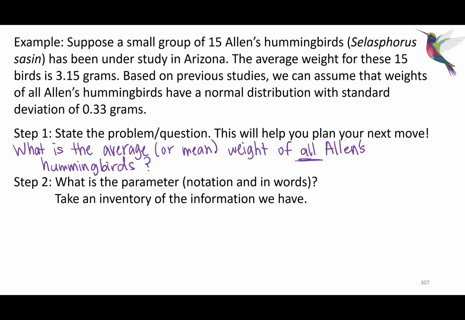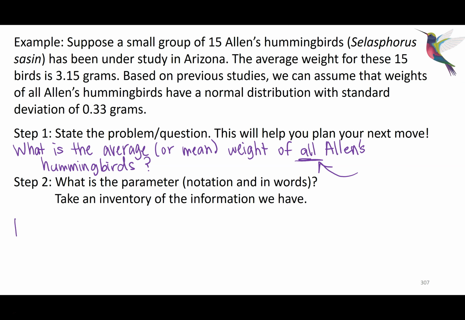So one thing to note is whenever we ask these questions, we're asking them for a population. So we will reference the entire population in our question of interest as well as our parameter of interest. So what is the average weight for all Allen's hummingbirds? That's what we're interested in. And what's really great is if you set this question up right, that is our parameter of interest.